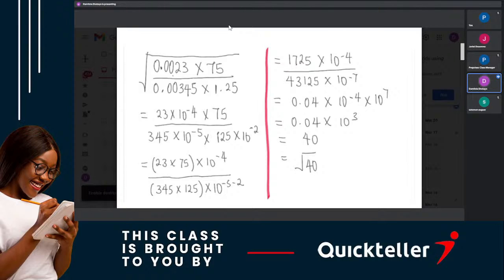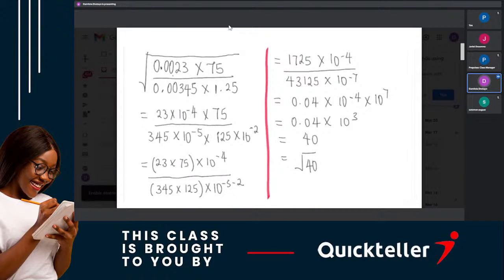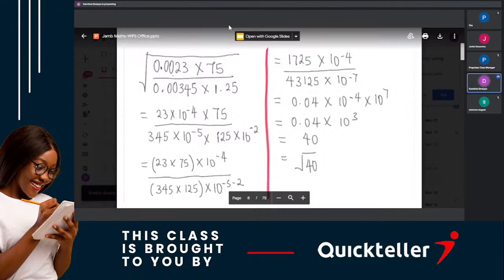23 times 75 gave me 1725 times 10 to the power minus 4 on top. Below, multiply the numbers: 345 times 125. Please don't multiply it with the 10. Just multiply number to number, and that gave me 43,125.